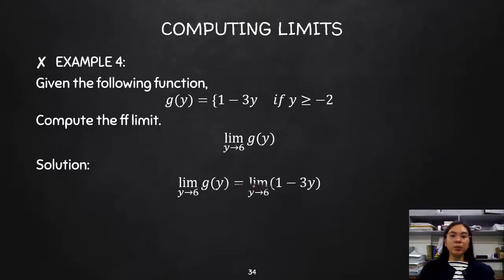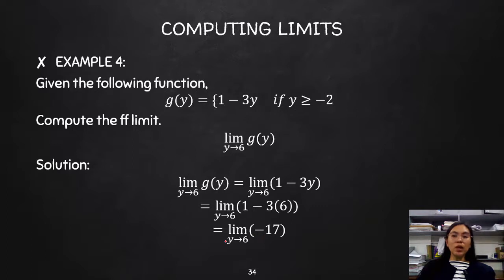Such that you will come up with this. The limit of g of y as y approaches 6 is equal to the limit of 1 minus 3y as y approaches 6. And plugging in the value of y, you will get an answer equal to 17. Or negative 17 rather. Sorry for the error there. Negative 17 po. Dapat yan.